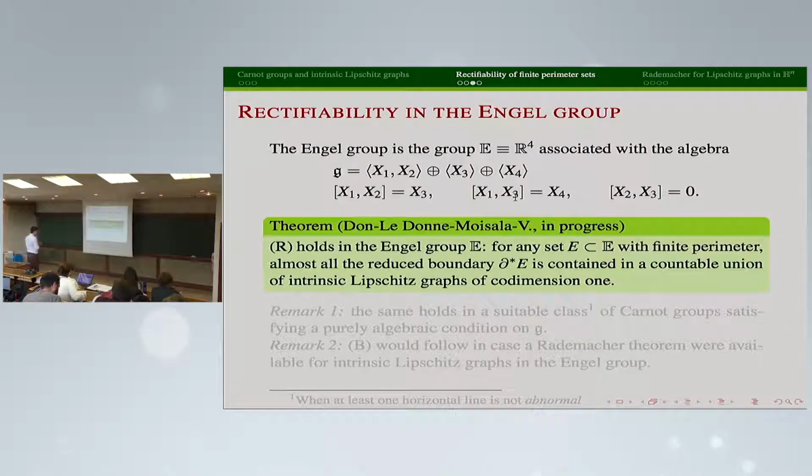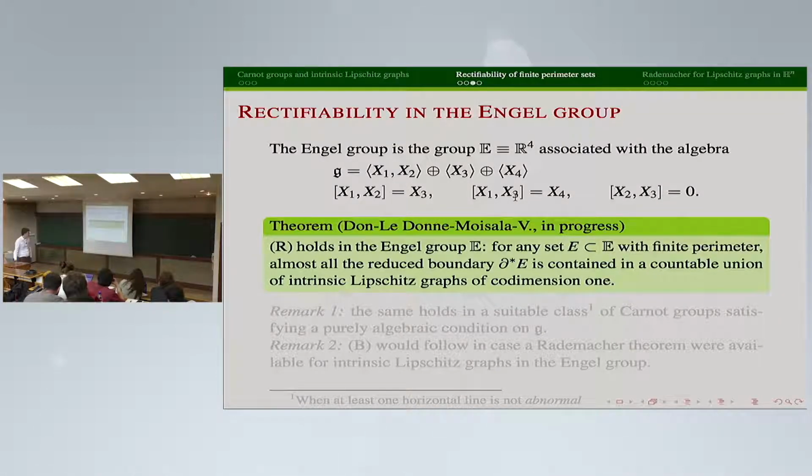And what we were able to prove in collaboration with Sebastiano Donne, who was my PhD student, Enrico Ledonne, and this PhD student, Rimo Isala, is a rectifiability property in the Engel group. So we are able to show that for every set with finite perimeter in the Engel group, almost all of the reduced boundary is contained in a countable union of intrinsic Lipschitz graphs of codimension 1.